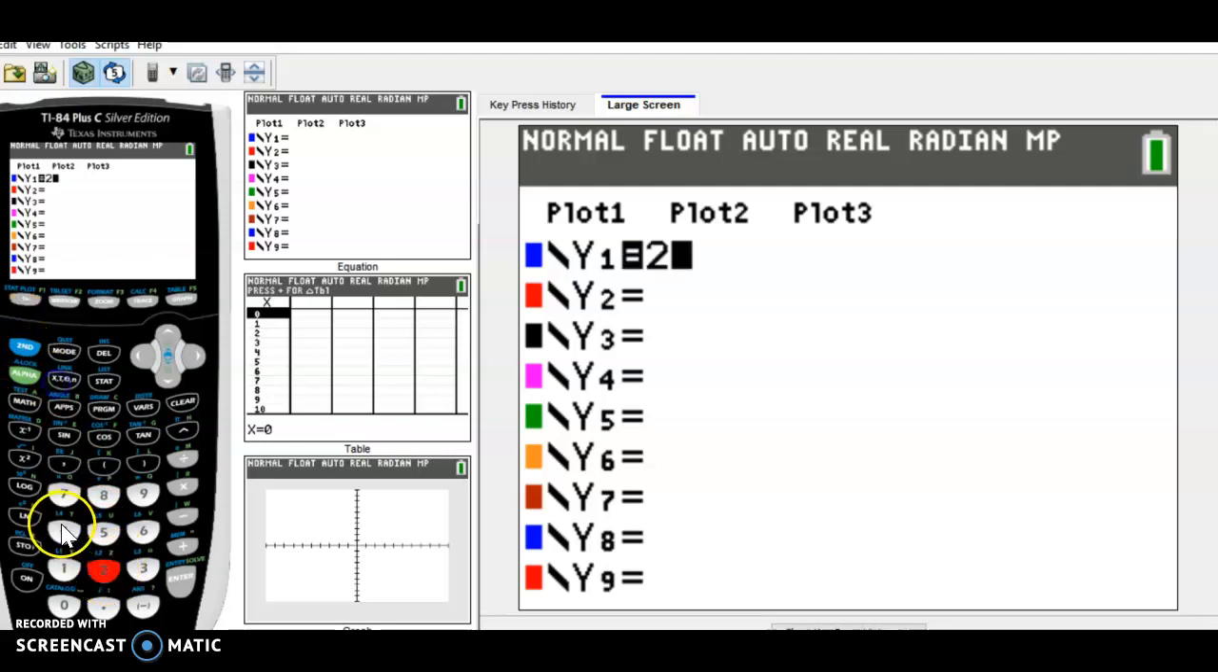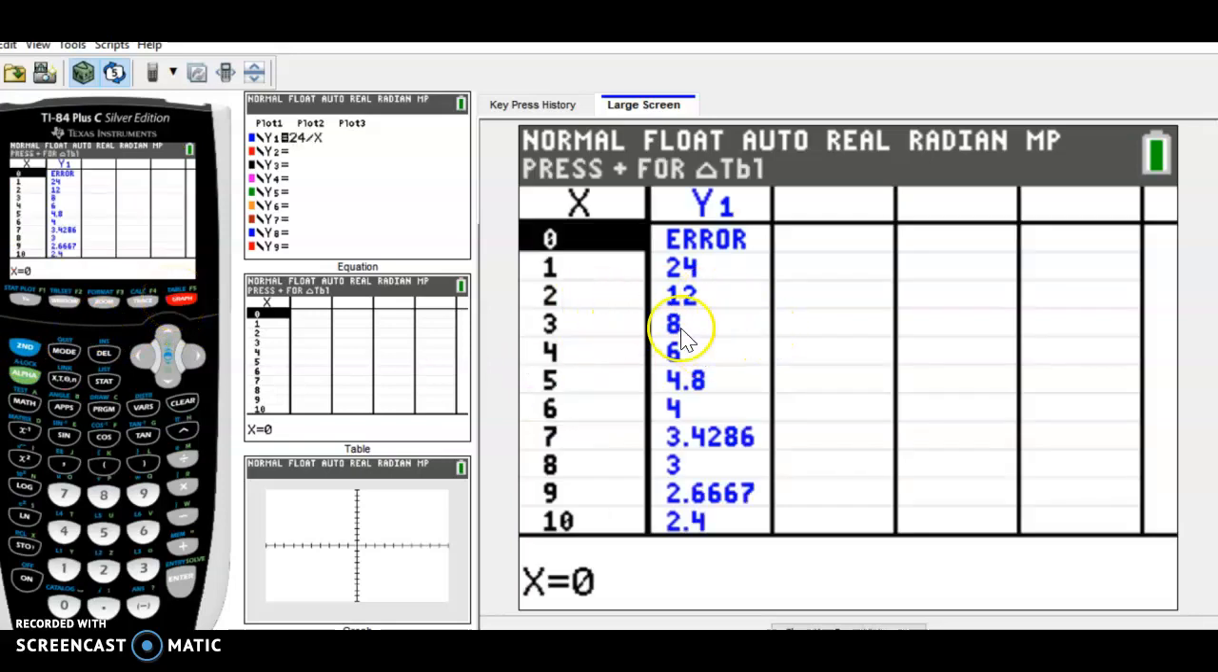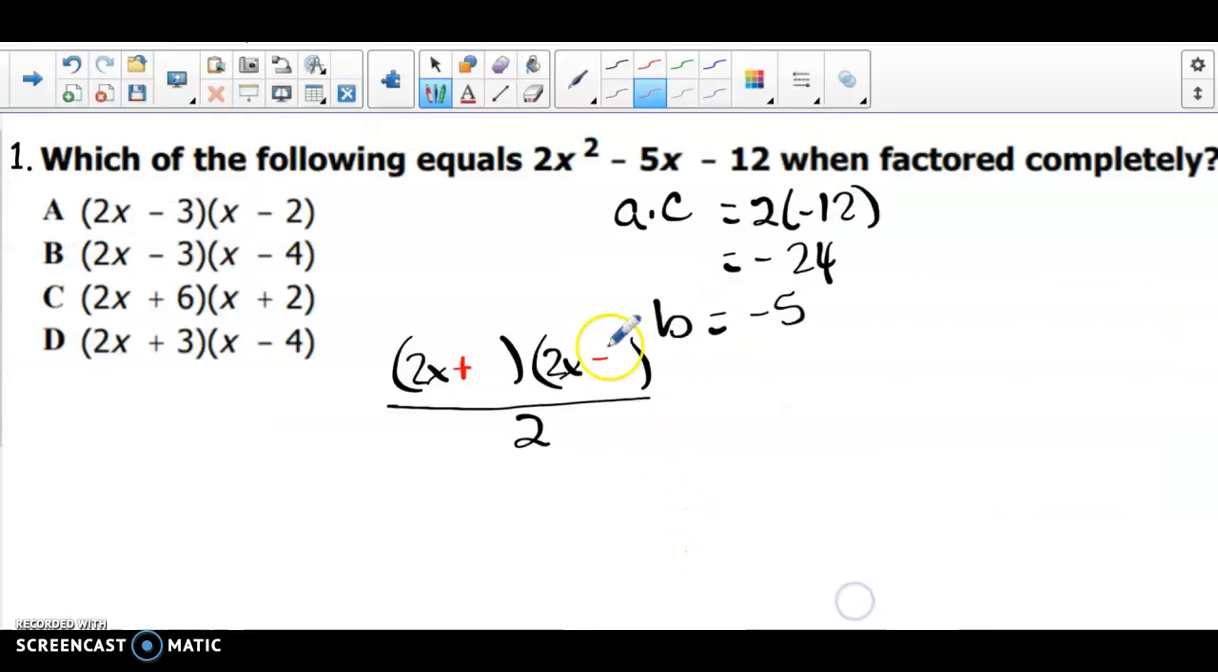If we don't remember how to do that, remember, go to y equals. We're going to type in 24 divided by x. Then we go to second graph, and we have all of our factors there. So when we're looking for this, we want to know what two numbers we can multiply to get 24, that when we subtract those same two numbers, we get a negative 5. So our larger number is going to be the negative number.